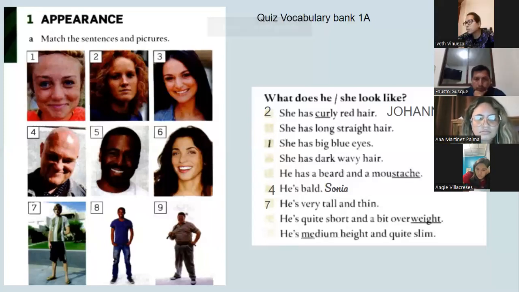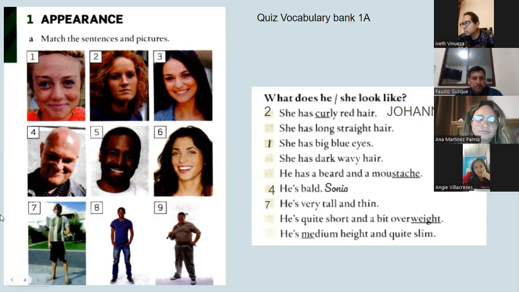Anita. It's both. He's bald. Bald, no hair. No hair. That's bald. What about number 5? Angie. He has a, I'm sorry, beard. He's got a mustache. He's got a beard, so que tiene pelo aquí, and mustache because he has hair over the lips, right? Over the lips. So that would be number 5.